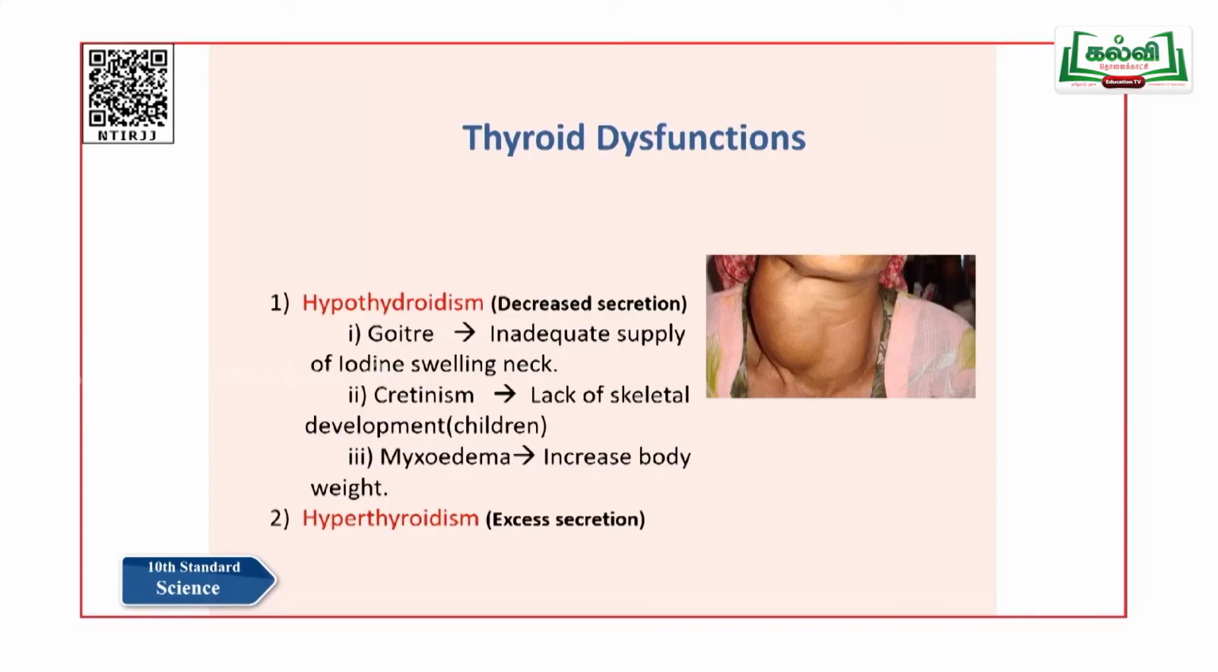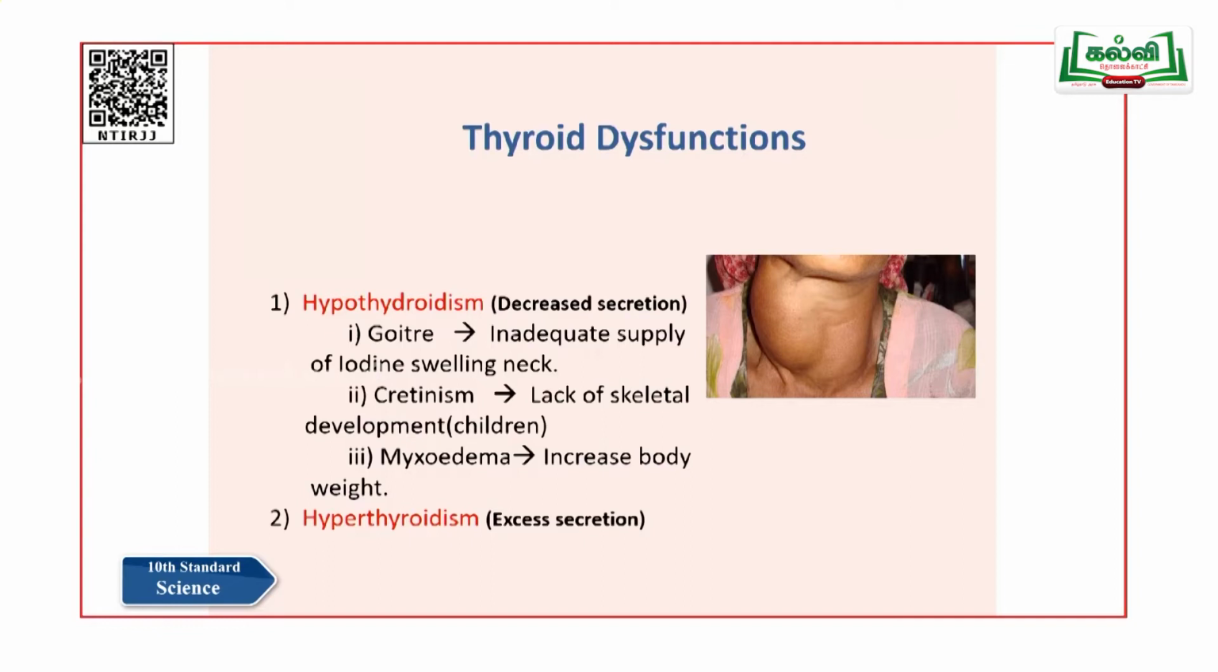And the second disease is called cretinism. Cretinism is also an inadequate supply of the secretion of thyroxine, and this is because of that. What are the symptoms we have seen? Lack of skeletal development in children. It is for children, maybe the children's bone formation will be reduced. So, the children will become weaker, they are getting more weak. So, this kind of fault may affect the children's growth.